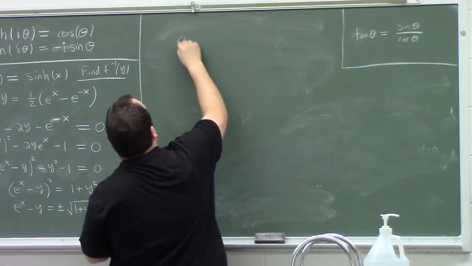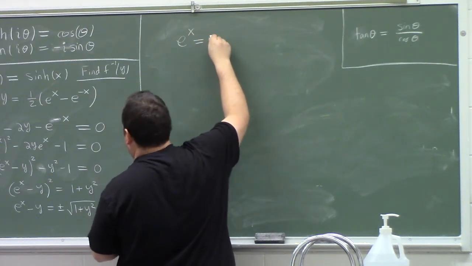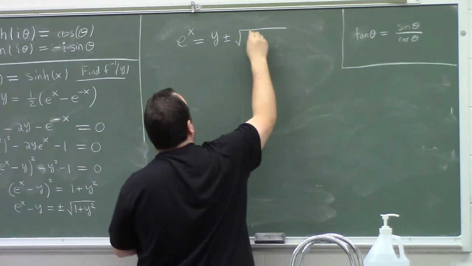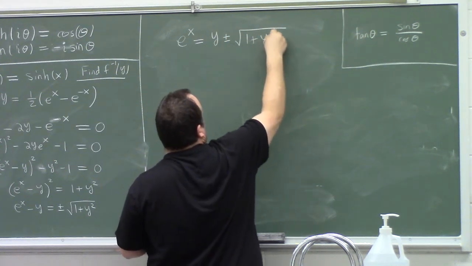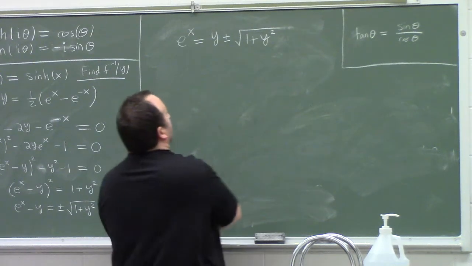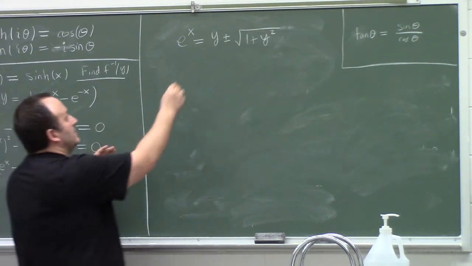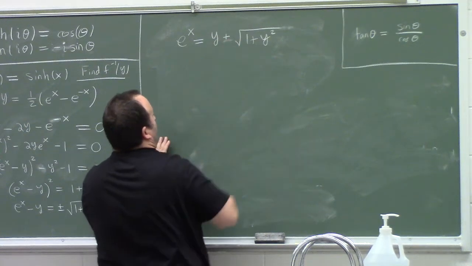So e to the x is equal to y plus or minus the square root of 1 plus y squared. Now, if you think about this, only one of those has a solution, right? Because 1 plus y squared is larger than y once we square root it. So if we subtract, we're not going to get a number less than 0, so there's no solution. So we can just focus on the plus. Right, so just the plus is all that matters.